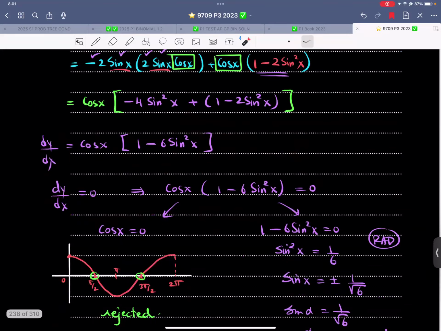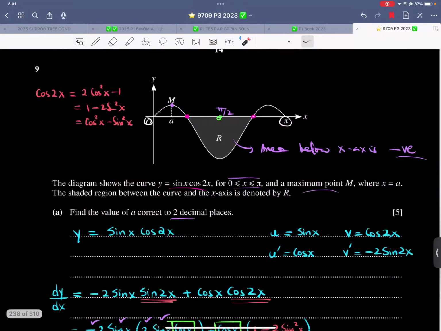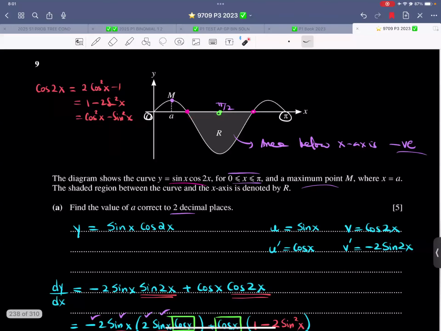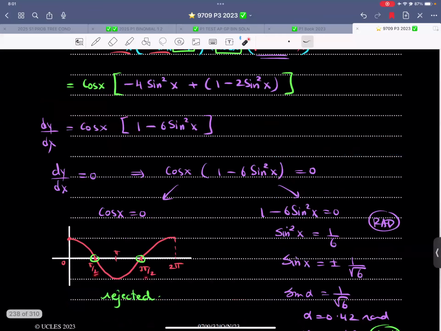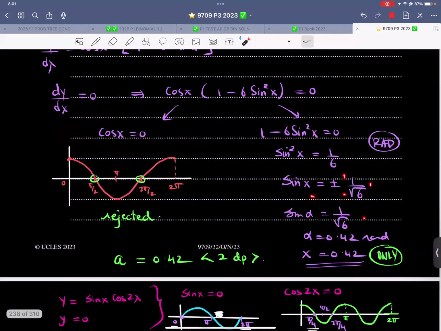dy by dx equals to 0, cos x is equal to 0, x is pi by 2, x is 3 pi by 2. What is the range? First of all, this is between 0 and pi. So this is 0, this is pi, this is the mid value pi by 2. That means the maximum should be somewhere lesser than pi by 4. So pi by 2 and 3 pi by 2, definitely that's rejected. But you have to show this working. Show this working, then reject. 1 minus 6 sine square x is equal to 0. Sine x is plus minus 1 over root 6. Basic angle is this much. That is the answer.